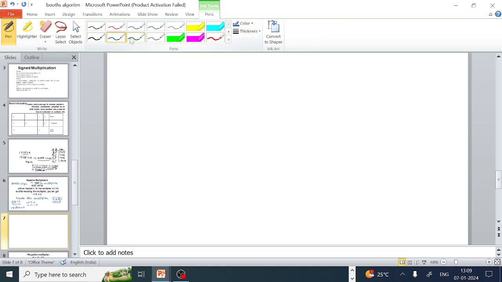So I have to multiply minus 6 with plus 6. Minus 6, as you all know, is written in 2's complement in this way. So 1010 is my multiplicand.